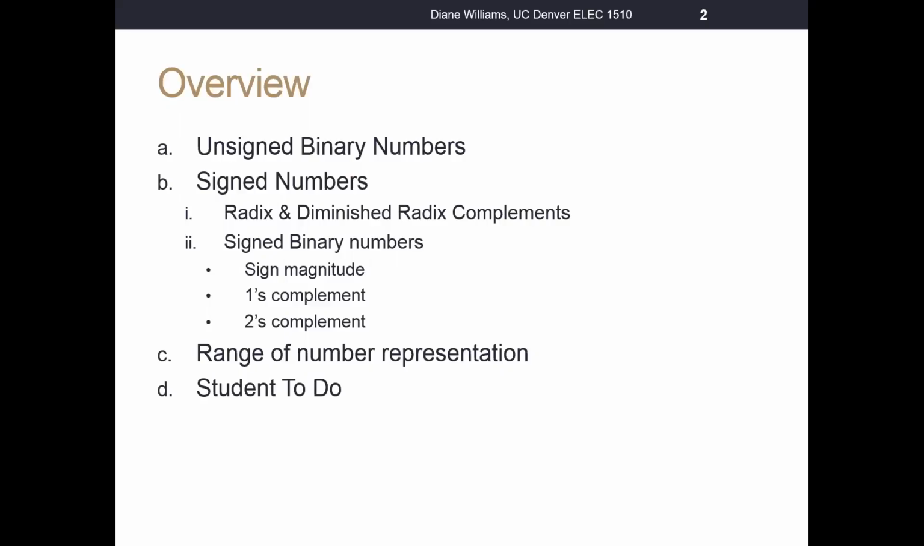And we'll see that there's three schemes for doing this in binary. There's a signed magnitude scheme, a ones complement, which is a diminished Radix complement, and a twos complement, which is the Radix complement. Then we'll also talk about the range of numbers that we can represent with the different schemes, and then we'll give a student to-do list at the end of important concepts from this lesson that you should study.